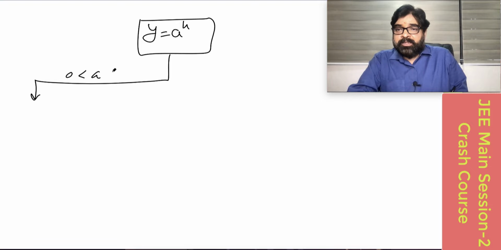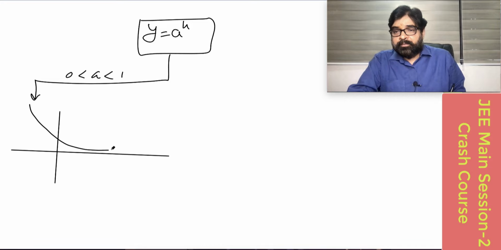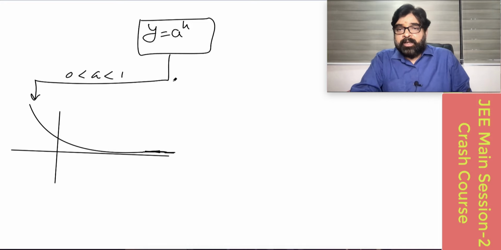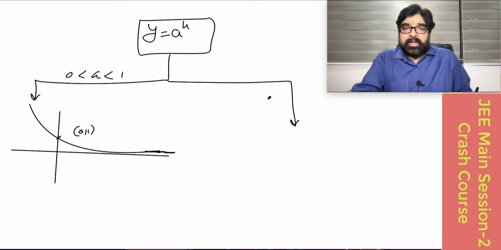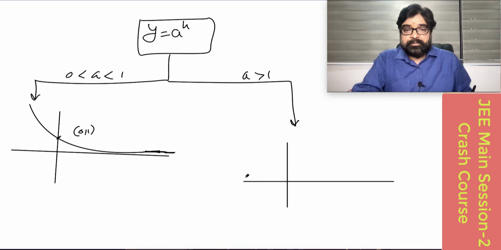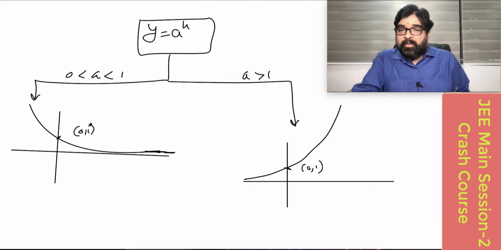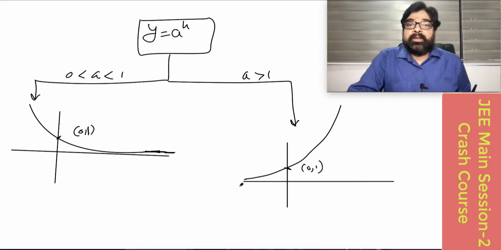Next, y equal to a power x graph. When a lies between 0 and 1, it's a decreasing graph. Actually, it's the inverse of log. This is the graph, something like this. It goes down only. This coordinate is 0, 1. And a greater than 1 gives an increasing graph. Like a power x, 2 power x, e power x, all these have this graph. Correct? This is 0, comma, 1.